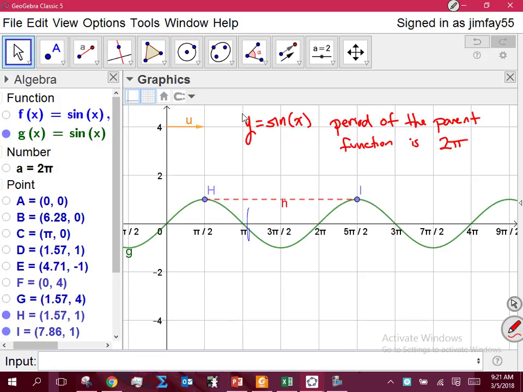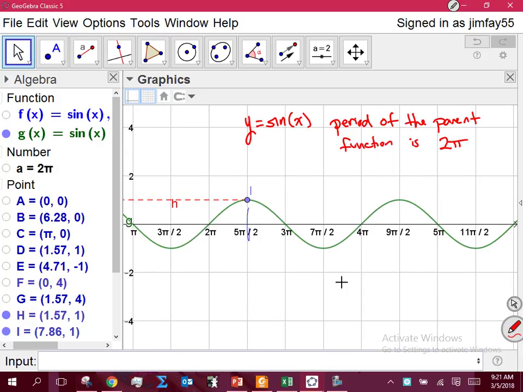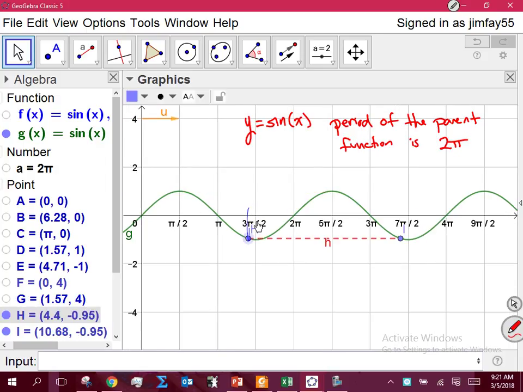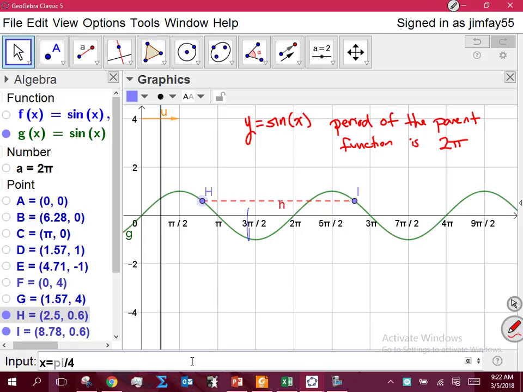But this is a periodic function, and the idea is that that period is maintained throughout the entire curve between any 2 points that I want to look at to see where this thing starts to repeat itself. Okay. So maybe another way of looking at that, let's say I just want to find the ordered pair pi over 4.